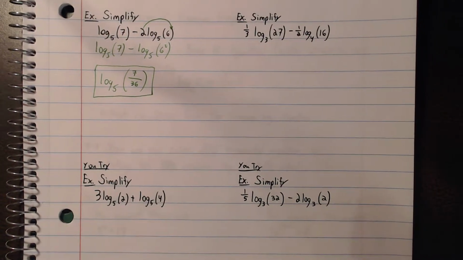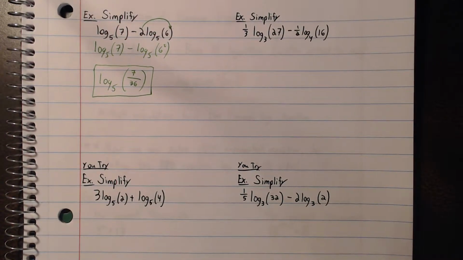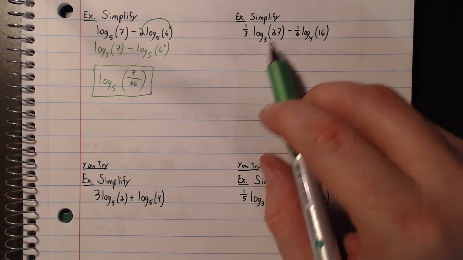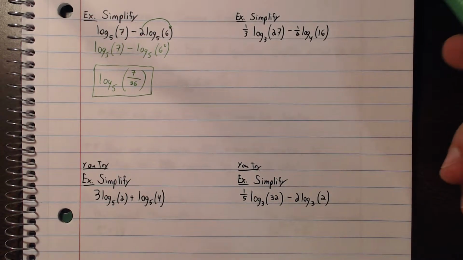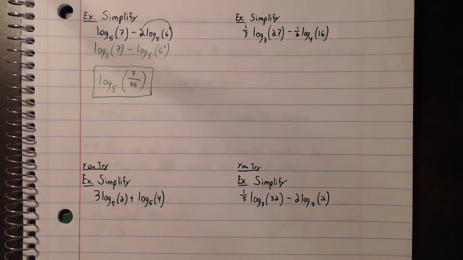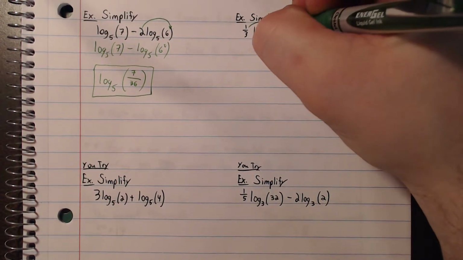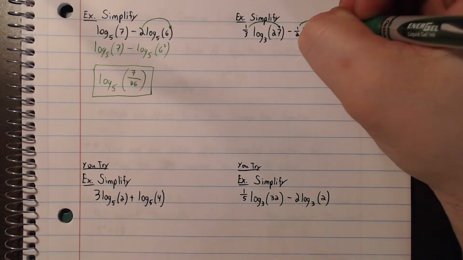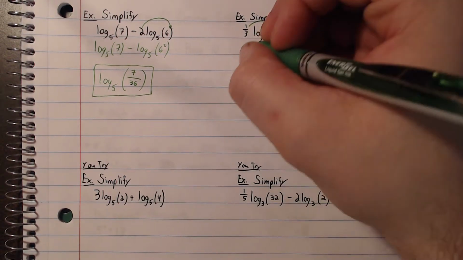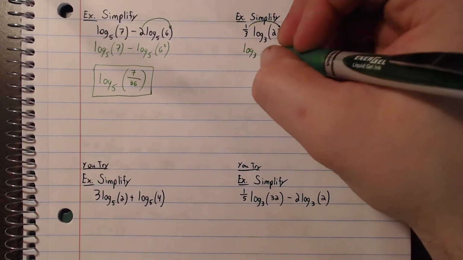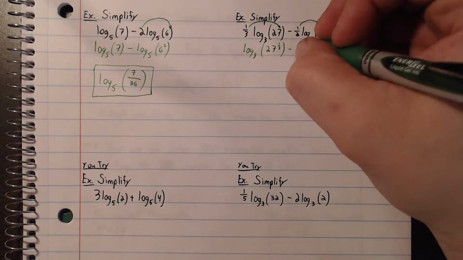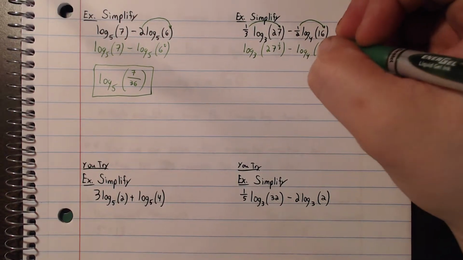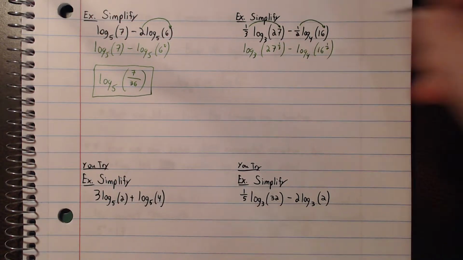Second example, a little more complex, right? We have 1/3 log base 3 of 27 minus 1/2 log base 4 of 16. Really not that much different though, right? Anything on the outside we're going to bring in using that power property. So we got log base 3 of 27 to the 1/3 minus log base 4 of 16 to the 1/2.